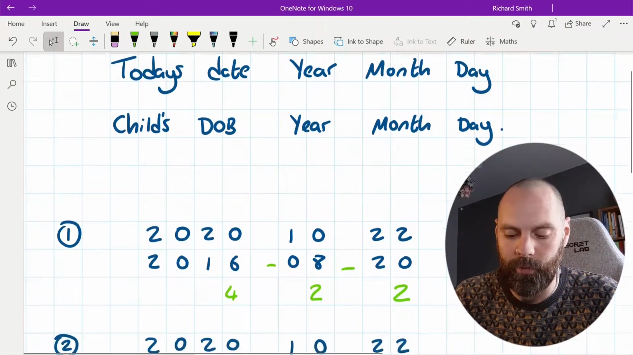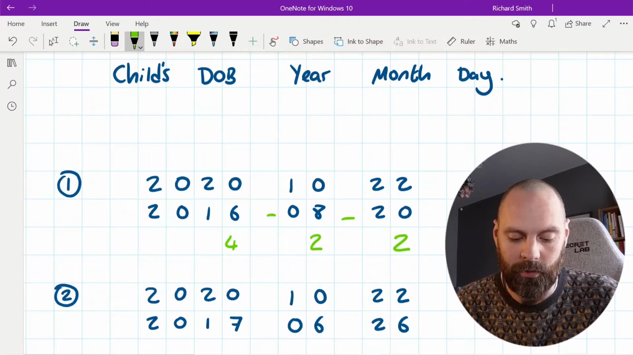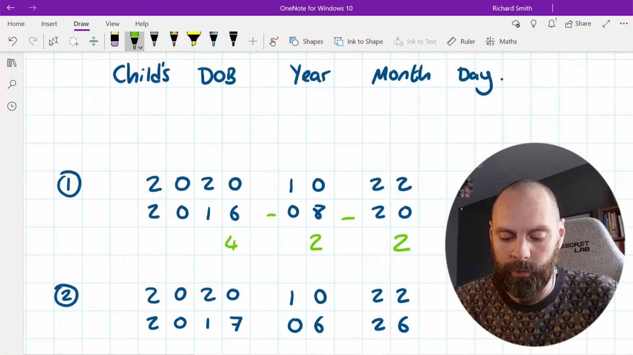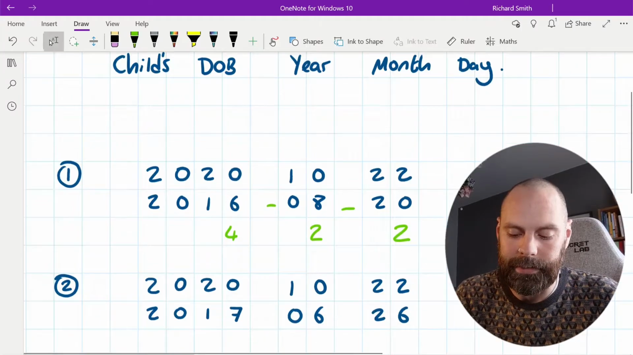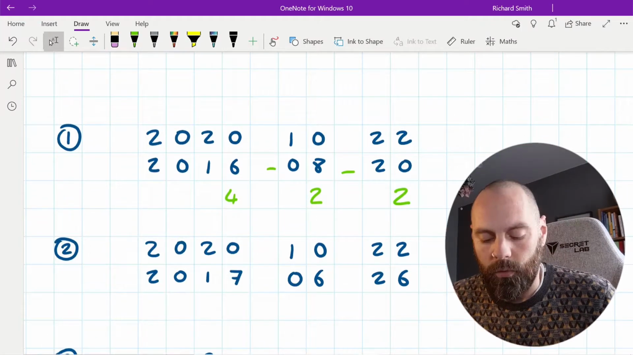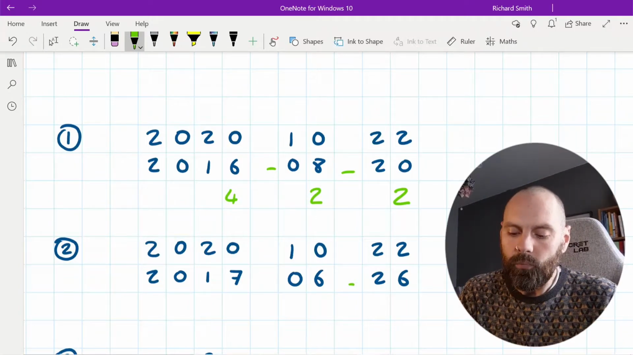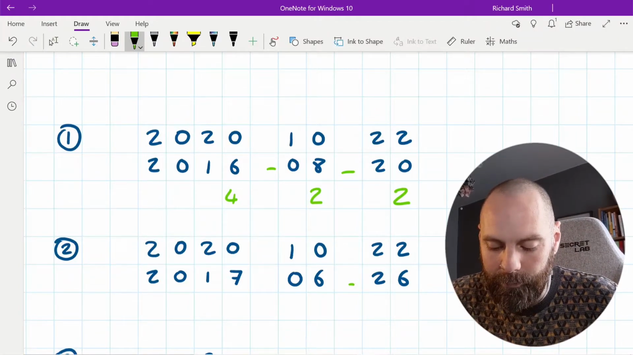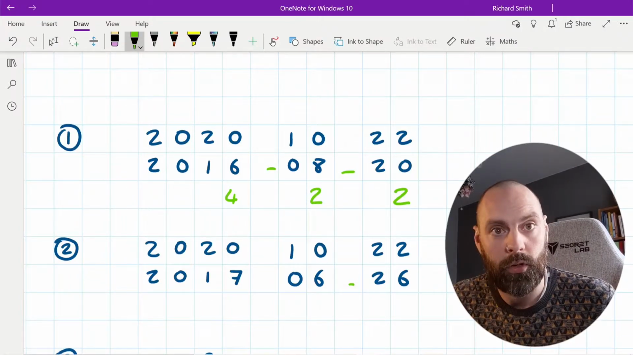All right, so that was a nice straightforward one. Let's look at the second example. Again, today's date, so the year 2020, the month 10th, the day 22nd, and this person was born in 2017 on the 6th month and on the 26th day. So not quite as straightforward as the first one. This time in our column subtraction, we've got 22 days minus 26 days, so we haven't got enough days there to take away from. So what we're going to do is do some conversions.